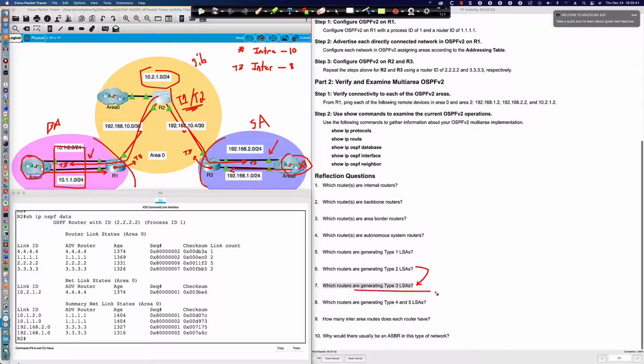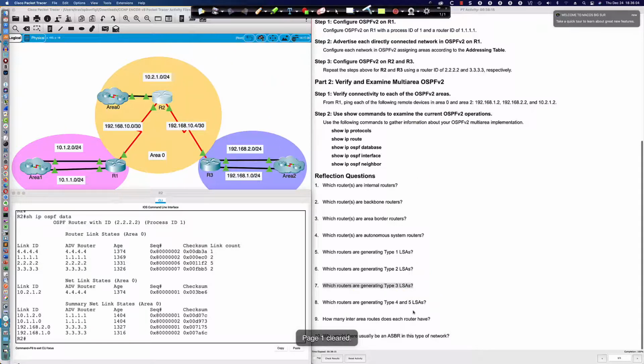So who's generating the type 3 LSAs? It's our area border routers, router 1 and router 3. And we've conclusively been able to show that that's exactly what's happening by saying show IP OSPF database and show IP OSPF database summary when we only want to see the type 3 LSAs. All right, so now we're going to get into the good stuff.